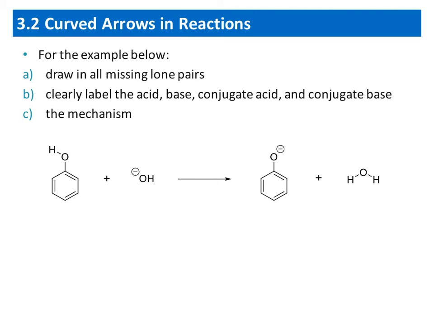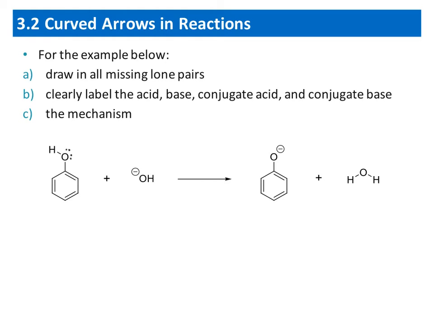To draw the mechanism, the first step is to identify where the reactive electrons are. So in this example, let's add all the missing electrons to the molecules, label all the structures, and draw the mechanism. So let's start with putting the missing electrons.